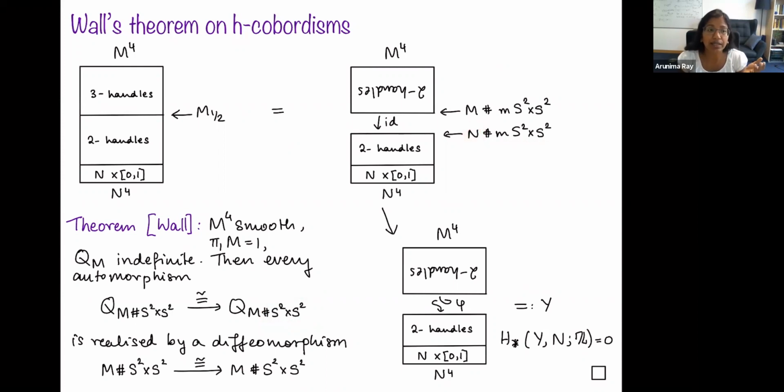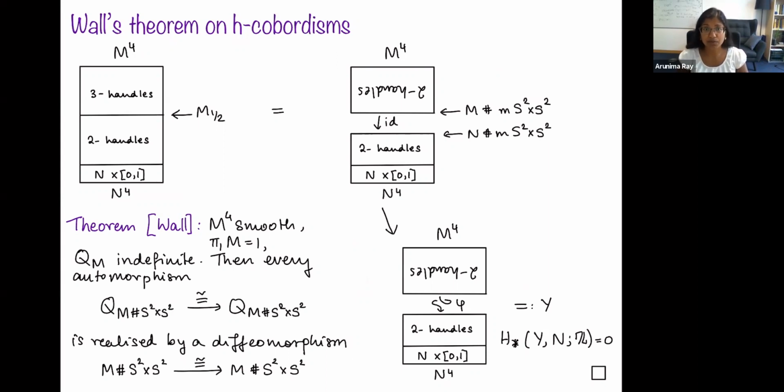But the moral of the story is that we came with this cobordism. I can split it into 2 halves, and then I attach those 2 halves together by a different choice of diffeomorphism that's given to me by this theorem of Wall. And by ensuring that the homology is now trivial in this reglued portion, I get my H cobordism between the 4 manifolds that I wanted to begin with.